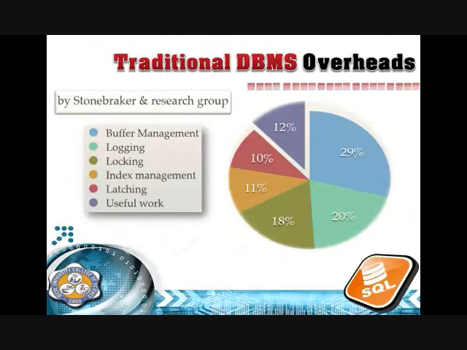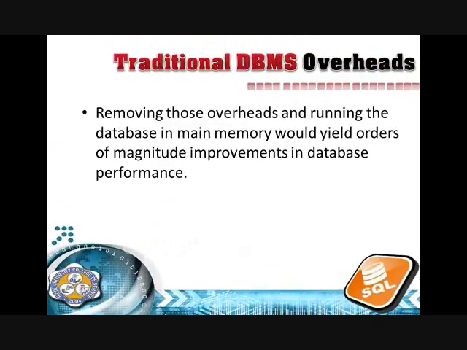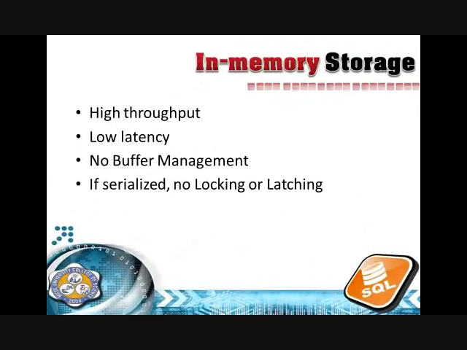Traditional DBMS overheads are the following: buffer management, logging, locking, index management, batching, and useful work. Removing these overheads and running the database in main memory would yield orders of magnitude improvements in database performance. Since NewSQL adopts an in-memory storage, it can achieve higher throughput that facilitates quick insertion and quick response time. Low latency, which means avoiding delays in processing changes in the database.